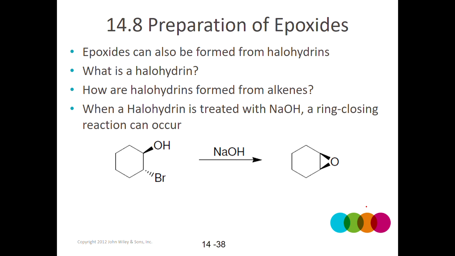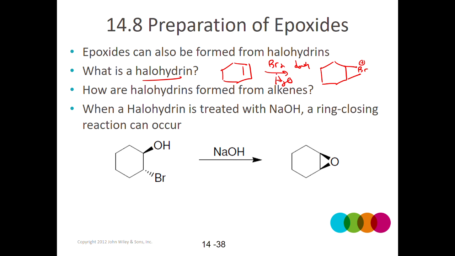Another way to make an epoxide is through the halohydrin reaction. If you recall, the halohydrin reaction is where you have an alkene and you add Br2 in the dark with water specifically as your solvent. So I'm not going to go through the full mechanism, but in essence, the first bromine adds across the pi bond to form a three-membered ring.